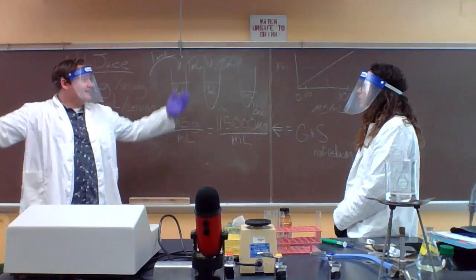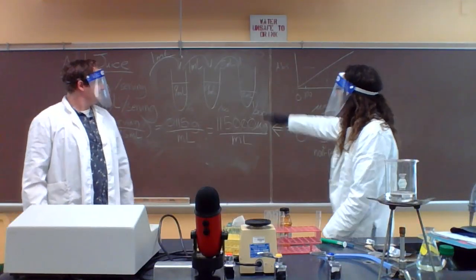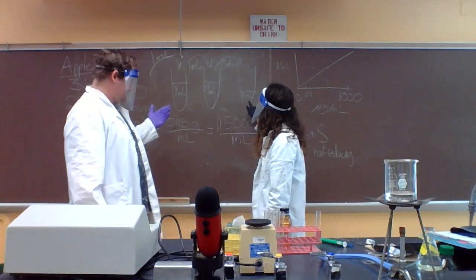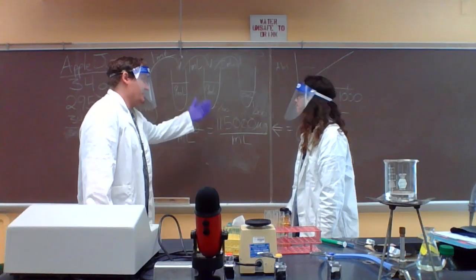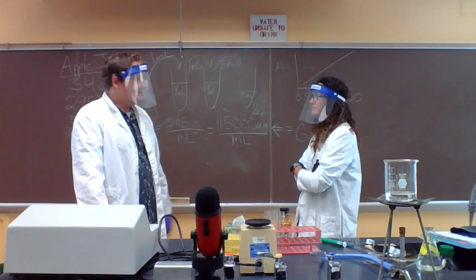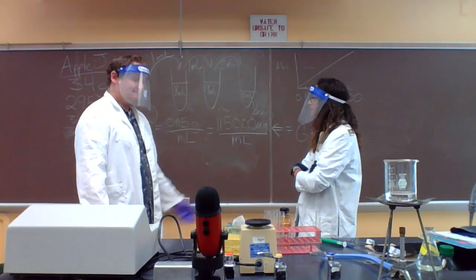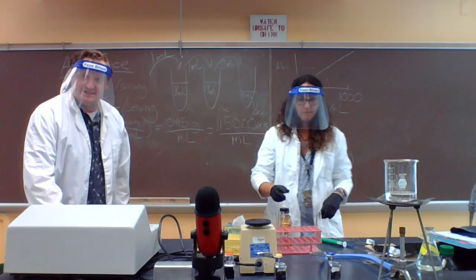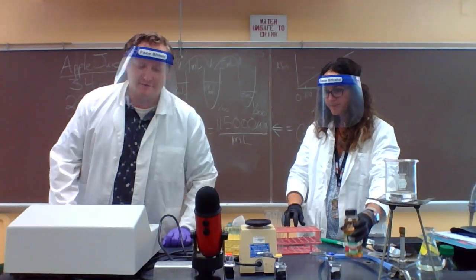And then, to get the 1 in 500, we could use these two and then just do a 1 in 5, which would be equivalent to a 2 in 10. 2 milliliters to 8 milliliters of water, and we've got a 1 in 500. Okay. And that is exactly what we're going to do right now.